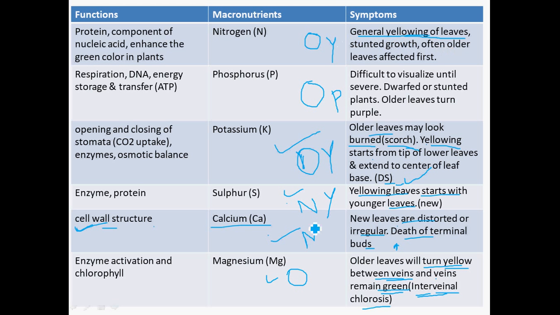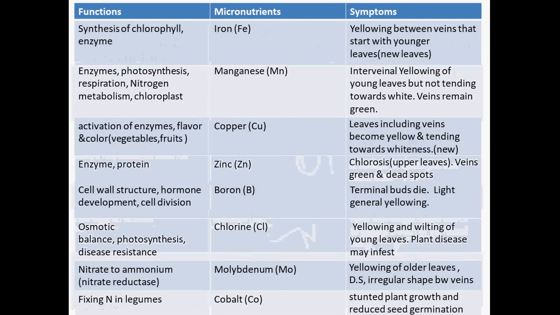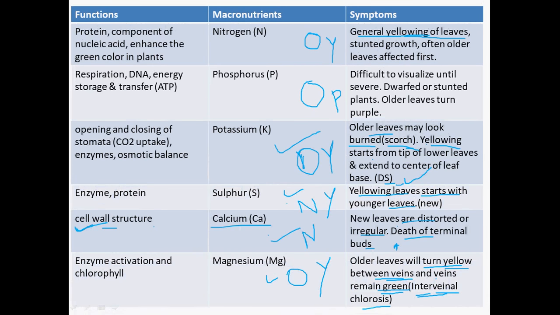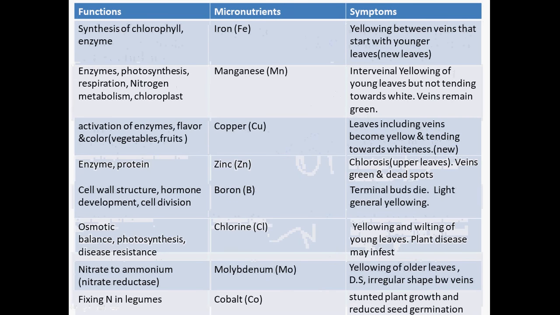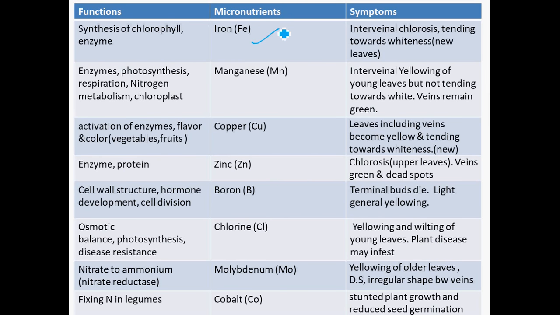So deficiency of magnesium causes older leaves to turn yellow between veins, and the veins remain green. We have discussed symptoms of macronutrients, and now we will discuss symptoms of micronutrients. Now iron. Deficiency of iron causes interveinal chlorosis.